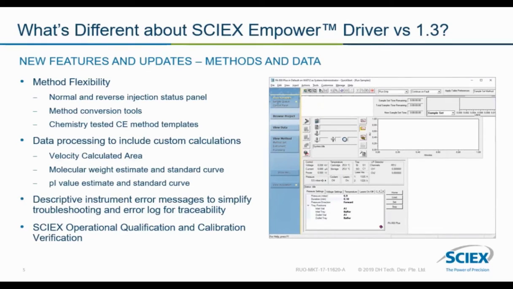In the previous version 1.2, instrument type was set at Beckman Pace MDQ. Instrument type in version 1.3 is set at Sciex PA800 Plus. So there's a need for methods to be converted or transferred from the older instrument type to the newer instrument type. This method conversion tool is made available as a convenience for those customers who wish to migrate the methods from the previous version of the Empower driver.